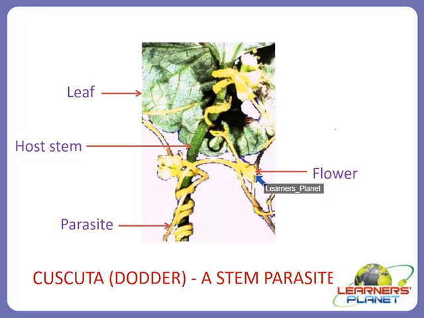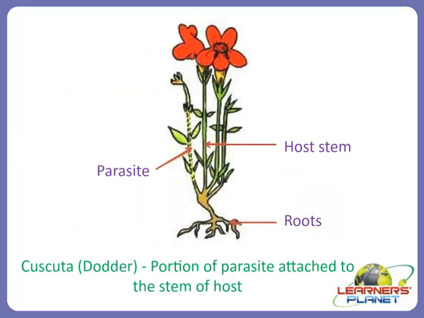Now let us move on to another slide and let us study more examples. Again, the Cuscuta. Now, in what way is Cuscuta acting here? Yes, it is acting as a parasite which is attached to the stem of the host, the same way which we discussed.